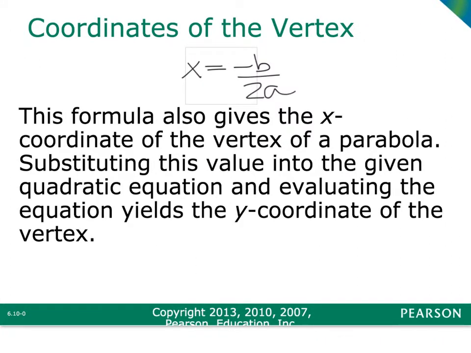So if you are asked to calculate the vertex, to get the x value of the vertex, you will do the negative b over 2a. To get the y coordinate, you're going to have to take the x value that you just found and substitute it into your equation to get the y coordinate of the vertex.